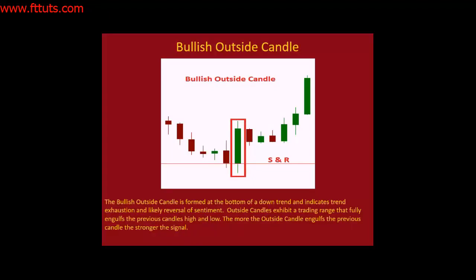The bullish outside candle. The bullish outside candle is formed at the bottom of a downtrend and indicates trend exhaustion and likely reversal of sentiment. Outside candles exhibit a trading range that fully engulfs the previous candle's high and low. The more the outside candle engulfs the previous candle, the stronger the signal.